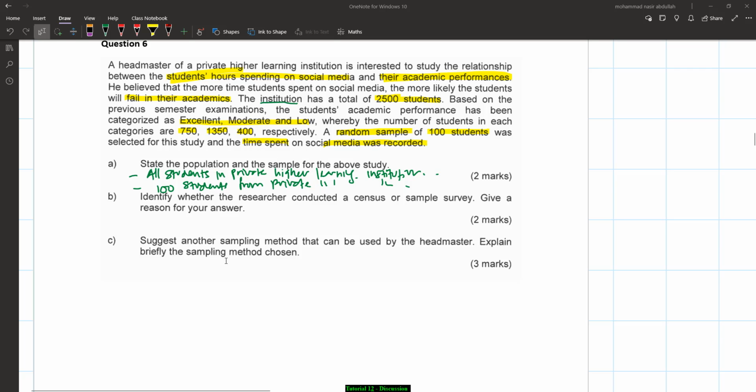First, we divide the students by academic performance into excellent, moderate and low. We select 100 students from excellent, moderate and low by using simple random sampling and start distributing the questionnaire.